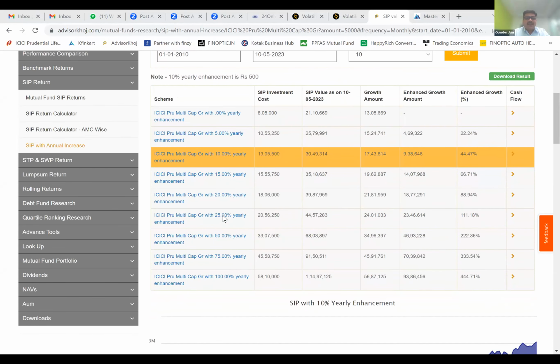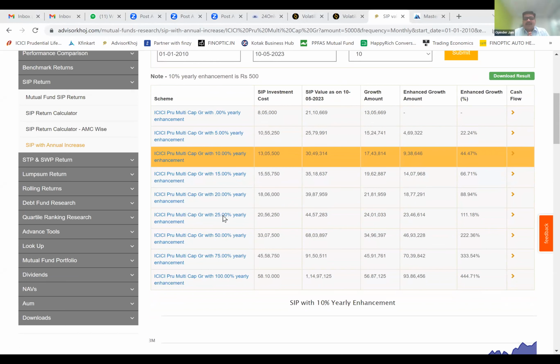But just imagine if you're able to convince a client that, sir, your salary or income is increasing 20% per annum, so why don't you increase your SIP, say 10 or 20%? Just imagine, taking the same example of 5,000, for 18,06,000 rupees of investment, he or she is going to get a growth of 21 lakhs, which is almost an enhancement of 88% of the returns, with an increase of only 20% of contribution.